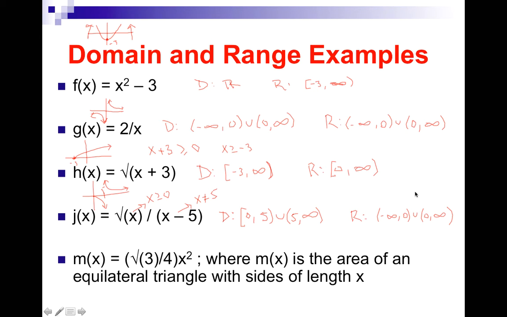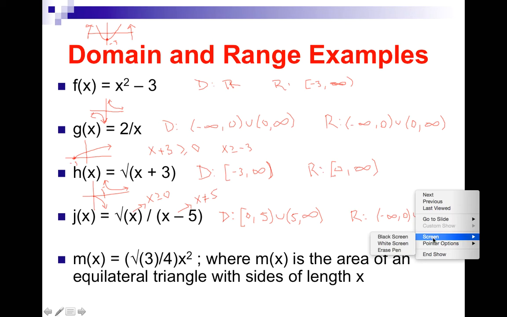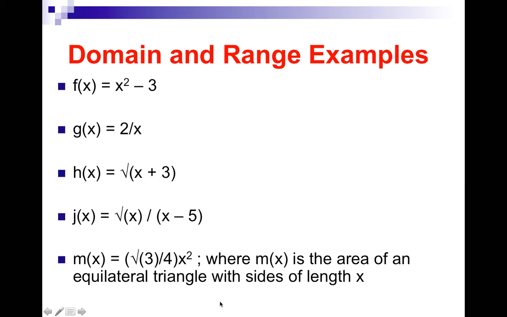Last one here, I'm going to erase my screen from all of this stuff. Last one here is a real world problem. This one says that the area of an equilateral triangle is determined by this formula, root 3 over 4 times x squared. And I want to find domain and range.